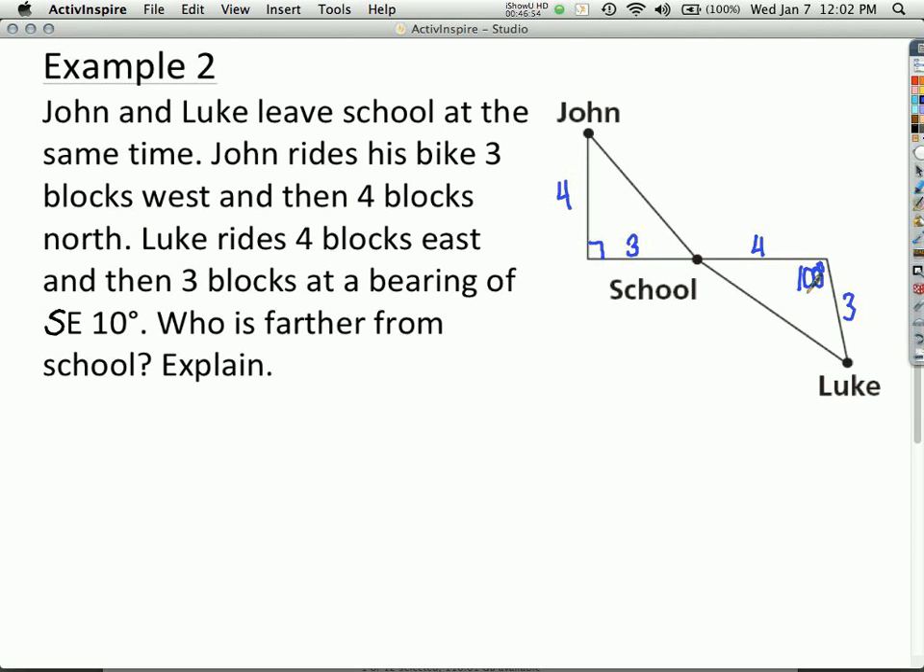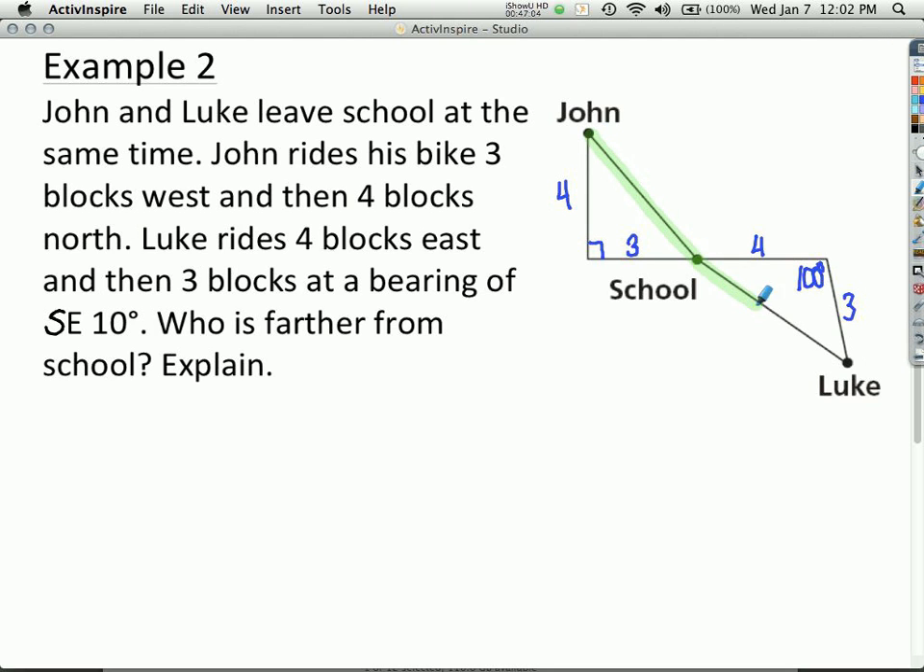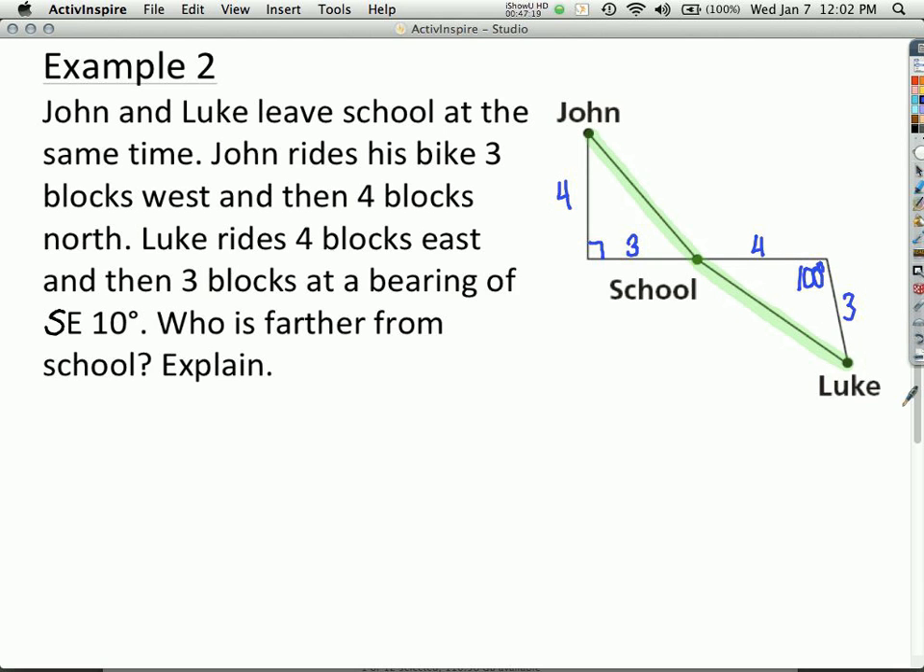Okay? So now the question is, who is farther from school? Which of these distances is longer, and who is further from school? Go ahead, John. Luke's line is farther. Luke is further from school, but why? Because since it's 100 degrees, the Hinge theorem says if it has a higher degree than the other triangle, then the line's going to be longer. That's right. That was a great explanation.